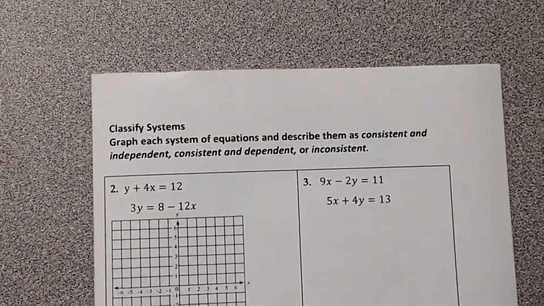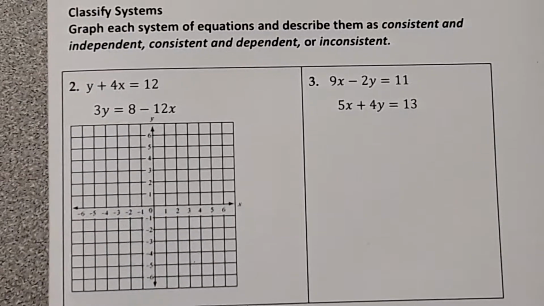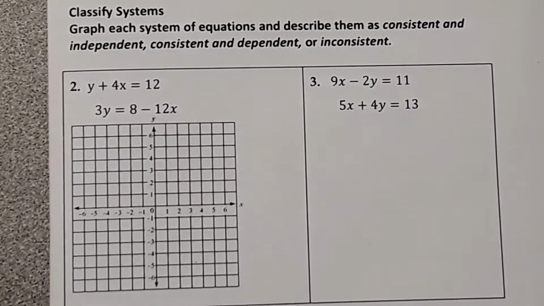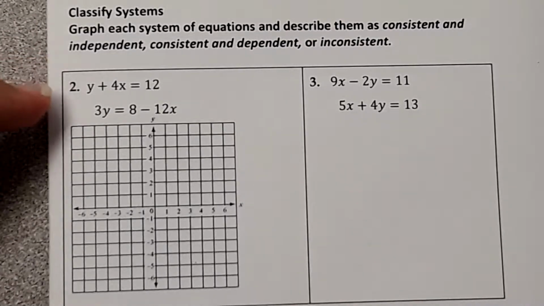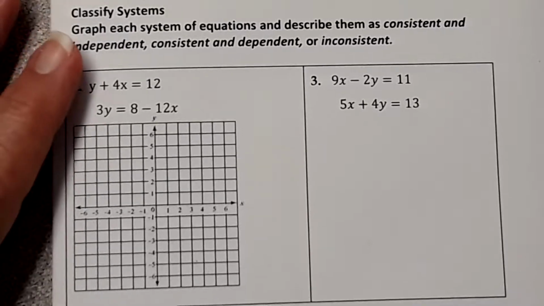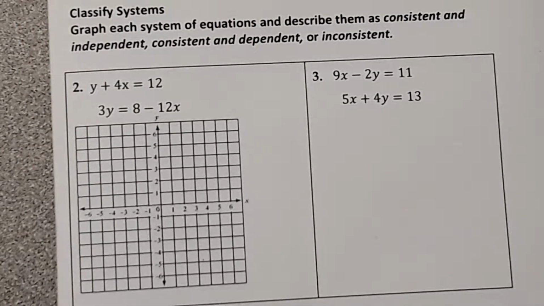Okay, now what we're going to do is talk about what if they're inconsistent, consistent, independent, and dependent. Sometimes you don't have to graph them to determine that. Sometimes all you have to do is put them in slope-intercept form. So on number 2, what do we need to do? Yep, subtract the 4x.